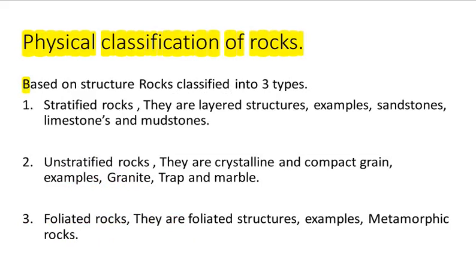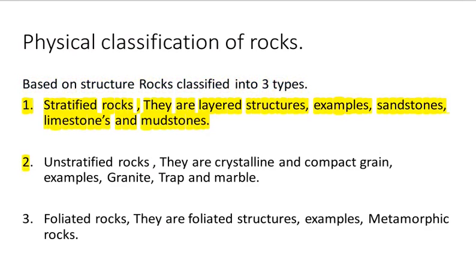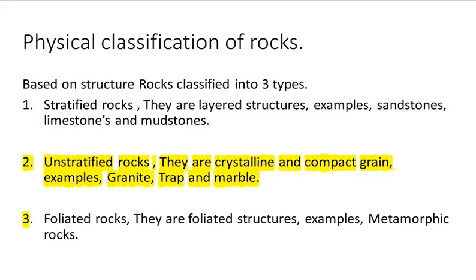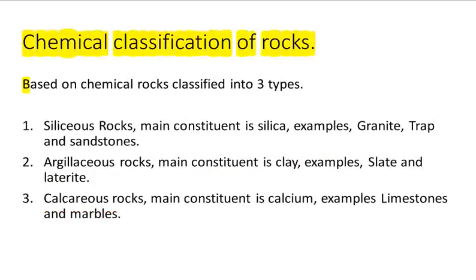Physical classification of rocks. Based on structure, rocks are classified into 3 types. 1. Stratified rocks. They are layered structures. Examples, sandstones, limestones and mudstones. 2. Unstratified rocks. They are crystalline and compact grain. Examples, granite, trap and marble. 3. Foliated rocks. They are foliated structures. Examples, metamorphic rocks.